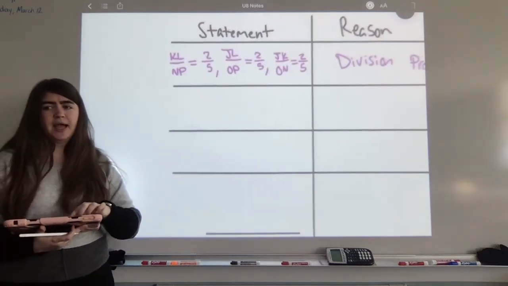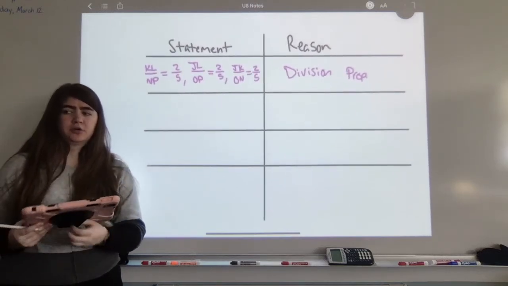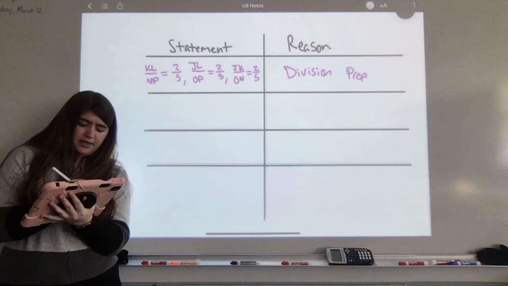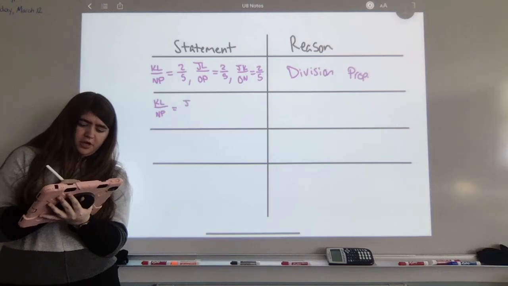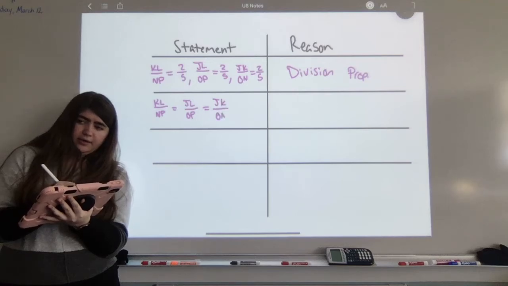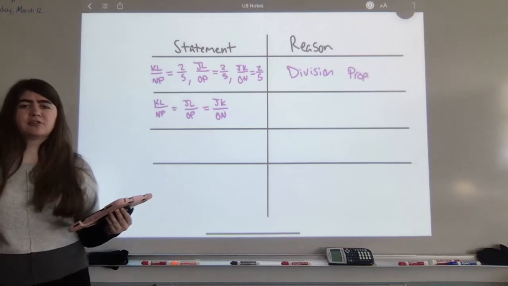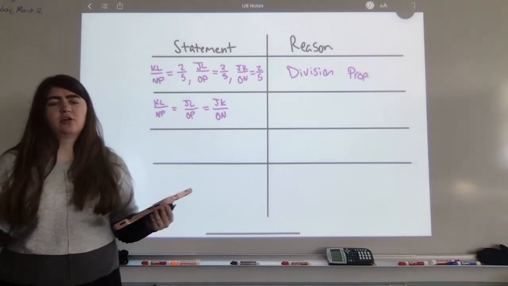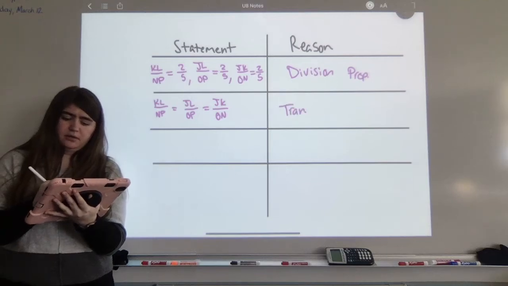All right, next, because all of those things have the same value, their simplified form of the ratio is the same, I can take that and I can use that to say that all of those things are congruent. So I have that KL over NP is equal to JL over OP, which is equal to JK over ON. And all that together is really using the transitive property. You're saying that they all have the same value, so those things are all equivalent to each other. So that is the transitive property.